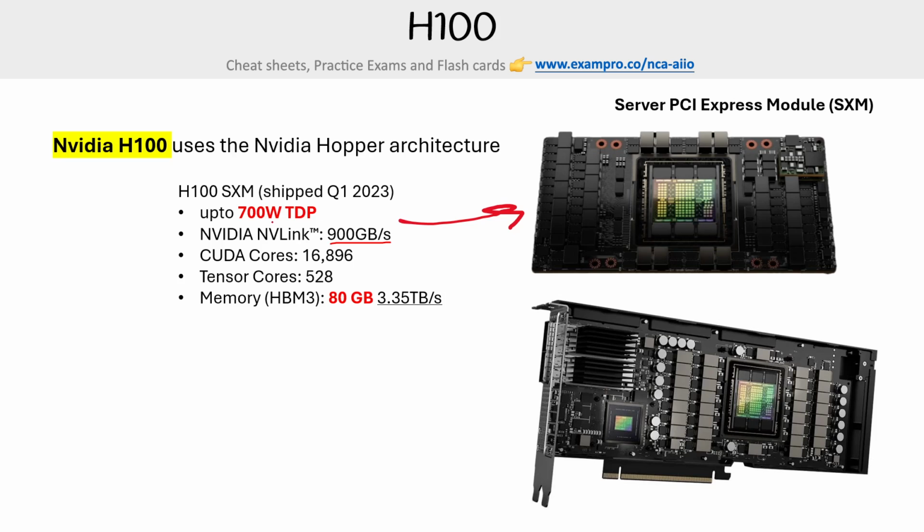Its TDP is 700 watts. That means how much heat it will generate at max. So that's what you have to target for cooling this device.